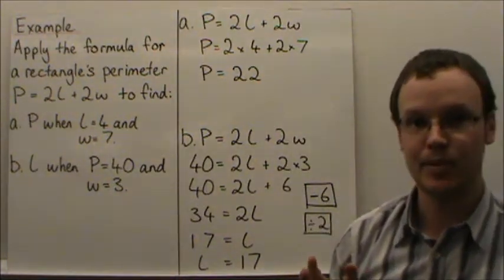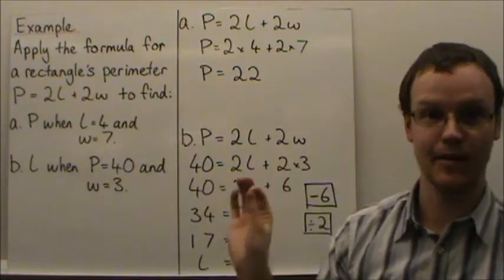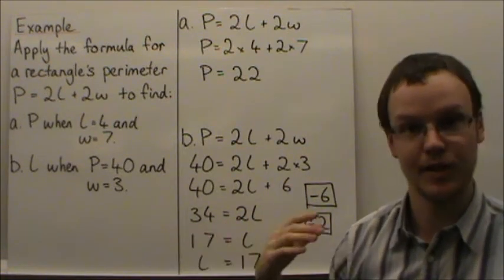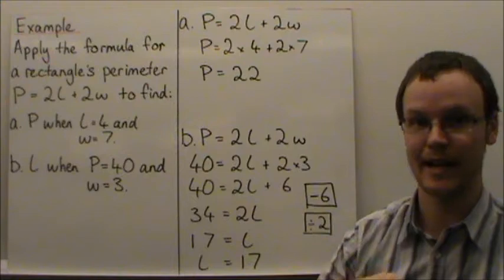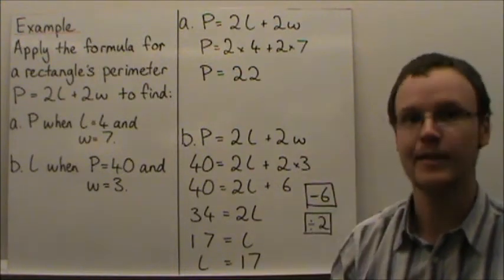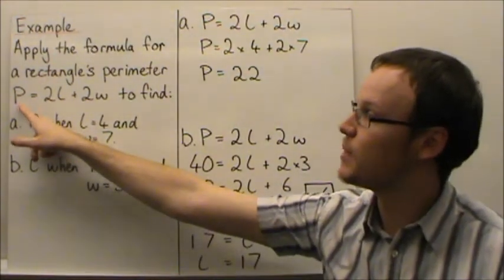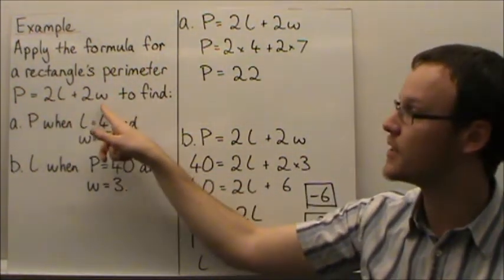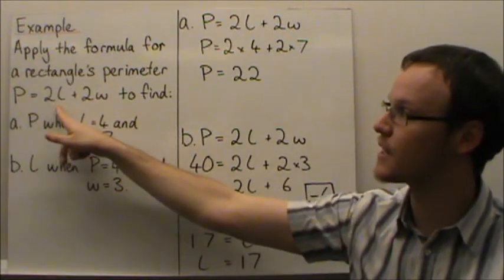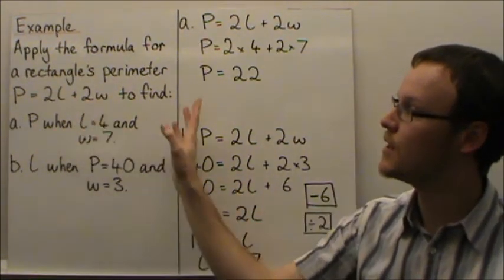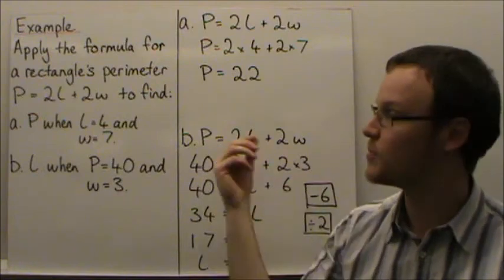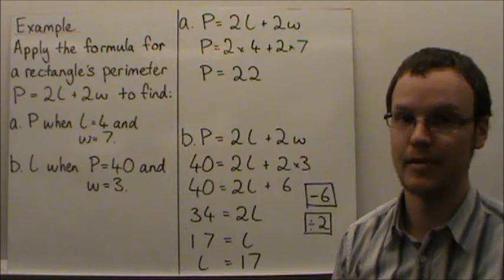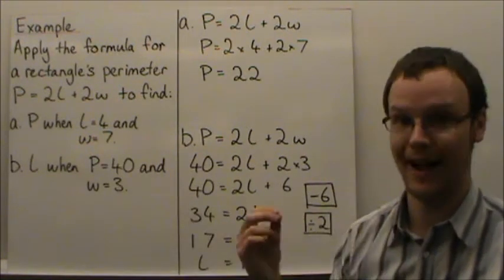So here we have an example today. We're looking at the formula for the perimeter of a rectangle. So in order to find the perimeter of a rectangle, we add the two lengths and the two widths together. So here we've got the equation P equals 2L plus 2W. So P standing for perimeter, L being the length, and W being the width. So 2 times the length plus 2 times the width. Here first we're going to try and find P, the perimeter, and here we're going to find L with some given values.